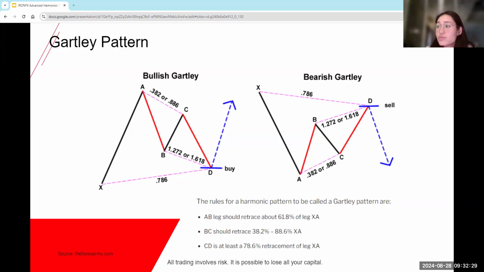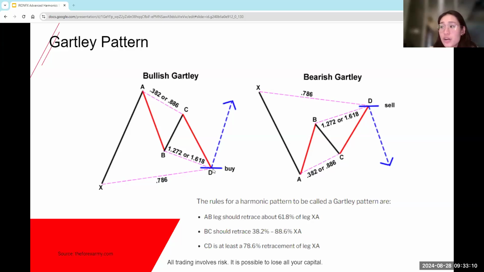So how it works, or the rules for a harmonic pattern: the AB leg should retrace about 61.8% of leg XA. BC should retrace 38.2% to 88.6% of XA. And CD is at least a 78.6% retracement of leg XA. Okay, so long positions should be considered after a clear bullish reversal with a stop loss that's placed below here.